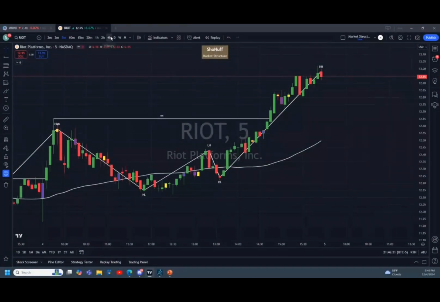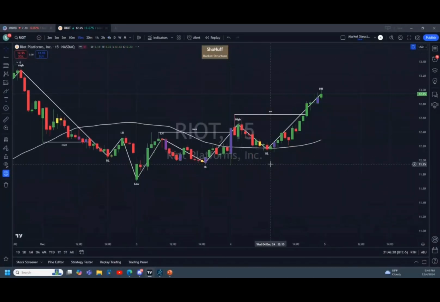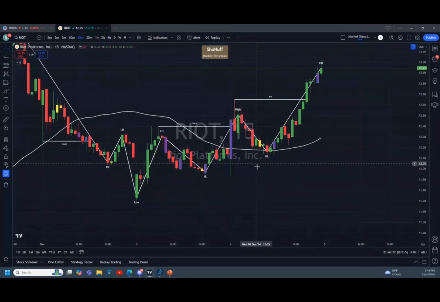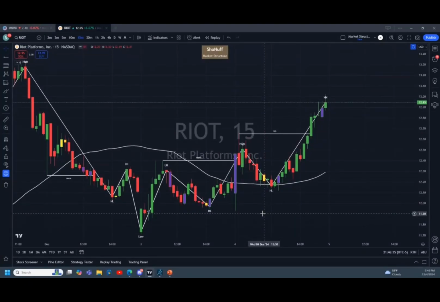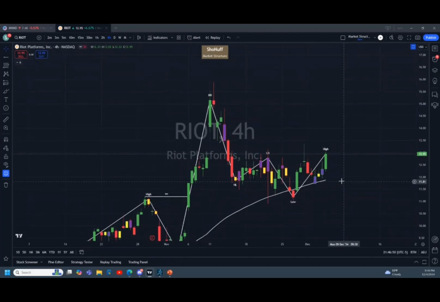Even though I missed my entry down here, I've looked at these charts long enough that I can find some type of structure on a lower time frame to get in. Because I'd rather you buy down here than buy up here. So now, if this is the push to make Riot go higher, Riot go higher.